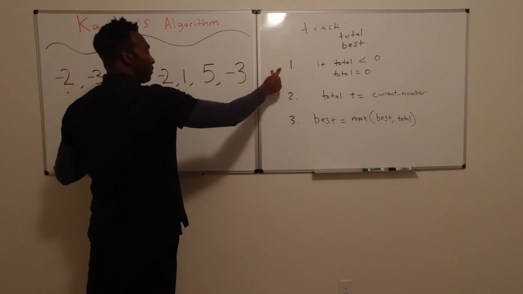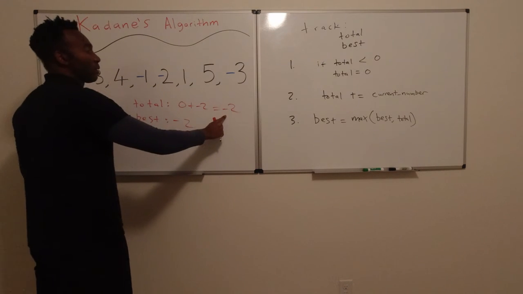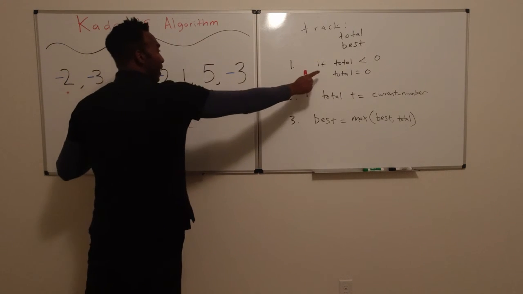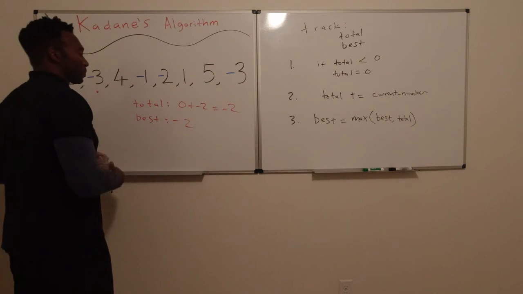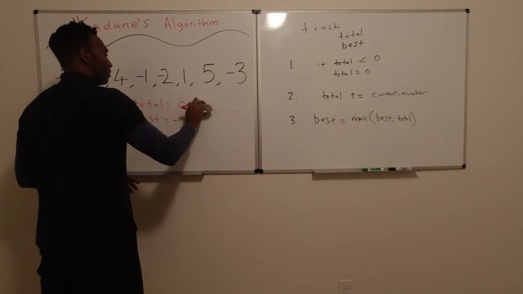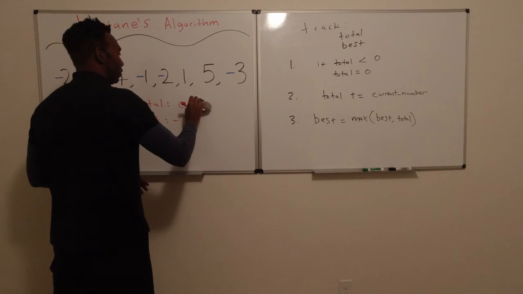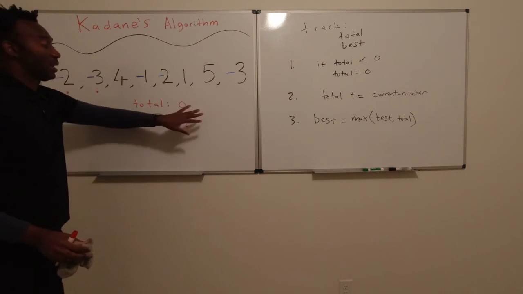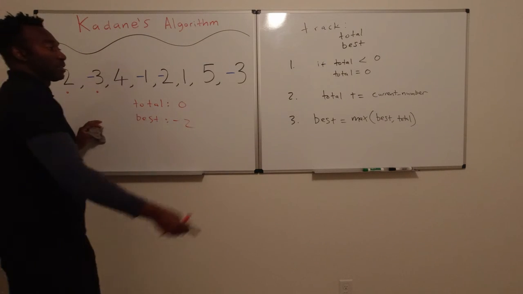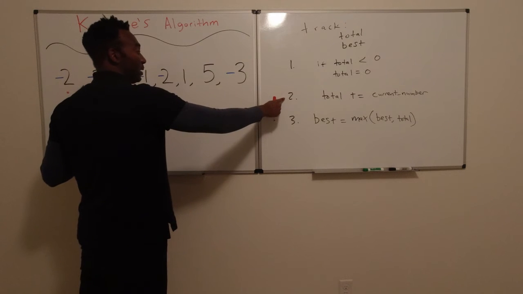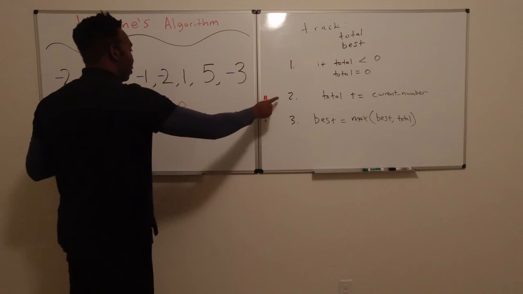Is the total negative? Yes, it is. We have negative 2. Therefore, we're going to set that equal to 0. So set negative 2 equal to 0. Set total, I should say, equal to 0. All right, next step. Take the total and then add that to our current number.